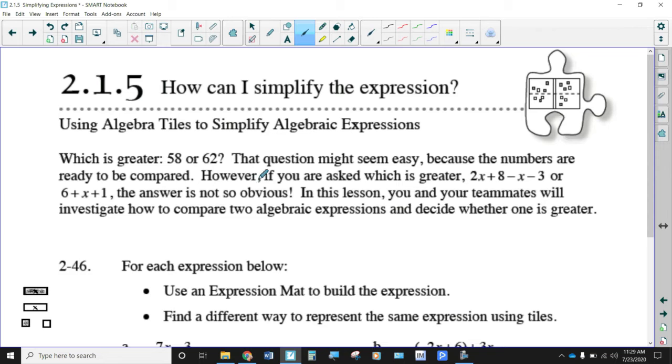Okay. But however, if you are asked which is greater between 2x plus 8 minus x minus 3 or 6 plus x plus 1, you can't really tell which one is greater, or at least it's not obvious from the very beginning because we don't know the value for x and it's not been simplified. So this lesson, we are going to investigate how to compare two algebraic expressions and decide which one is greater.